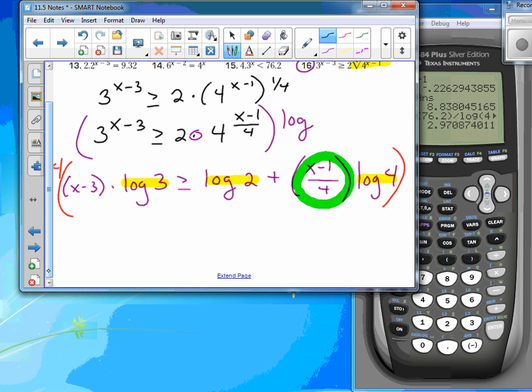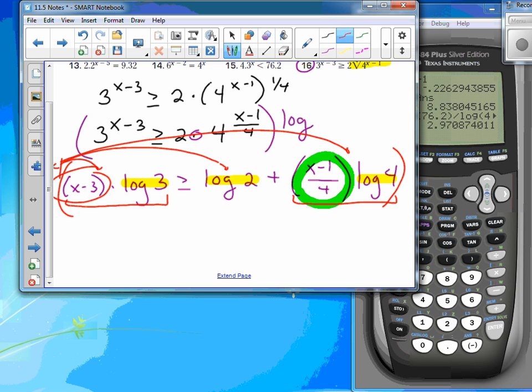When I do that, I have to distribute the 4. Now remember, this whole piece is being multiplied together, and this whole piece is being multiplied together. So I need to distribute it here, here, and here. And when I distribute it here, I've got this x minus 3, so I'm going to distribute the 4 to the x minus 3. So I have 4x minus 12 log 3. 4 times log 2 plus the 4 times the x minus 1 over 4 cancels out the over 4 part, so x minus 1 log 4.